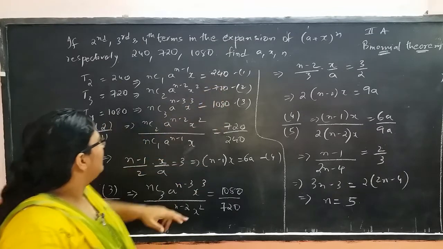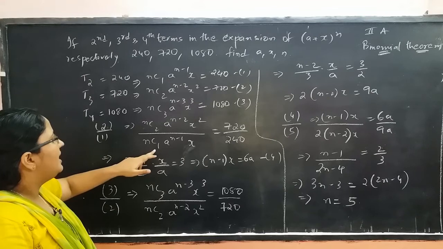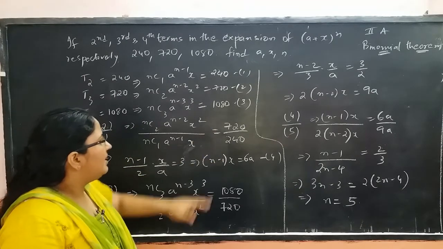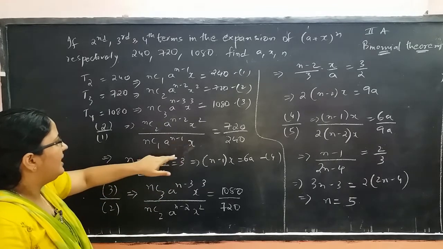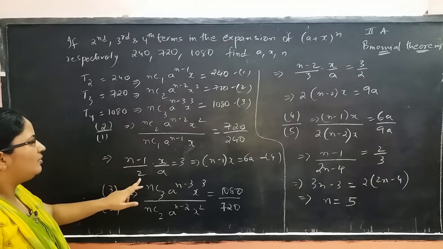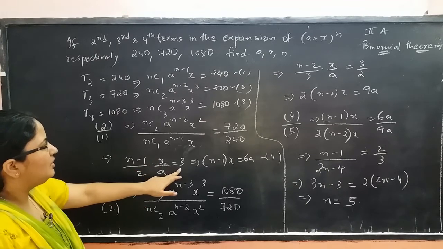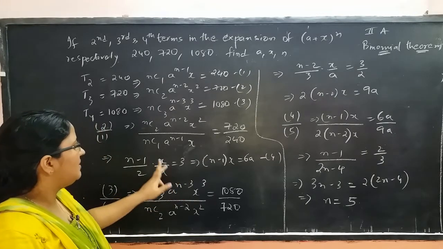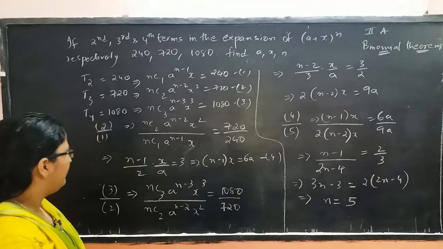Consider 2 by 1. nc2 a power n minus 2 x square by nc1 a power n minus 1 x is equal to 720 by 240. Now x cancel, a gets cancelled. You have nc2 by nc1 is n minus 1 by 2 into x by a is equal to 240 by 720... that is, this value is equal to 3. Cross multiply, you get n minus 1 into x is equal to 6a.